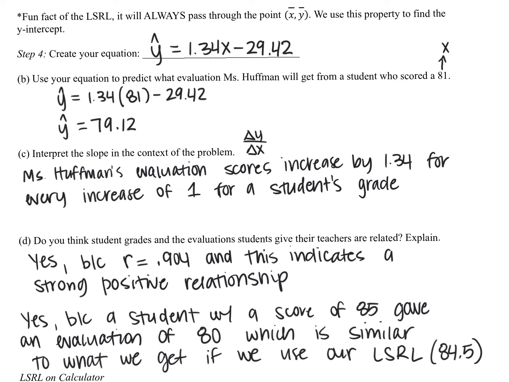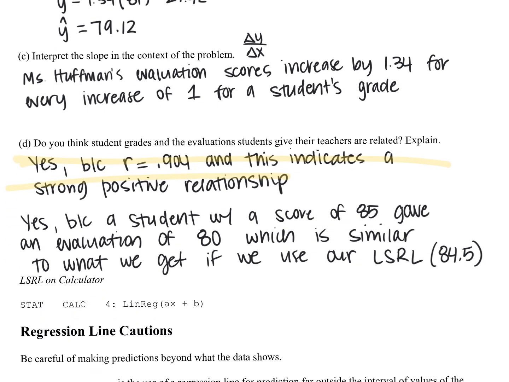The better one is the first one. So it is better to use the correlation coefficient in your reasoning. It's not mandatory, but it is a little bit better of a reasoning than using our actual equation.